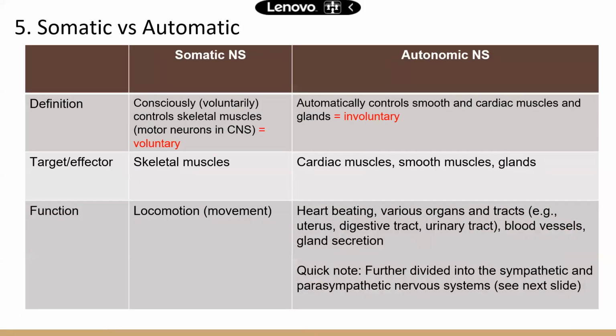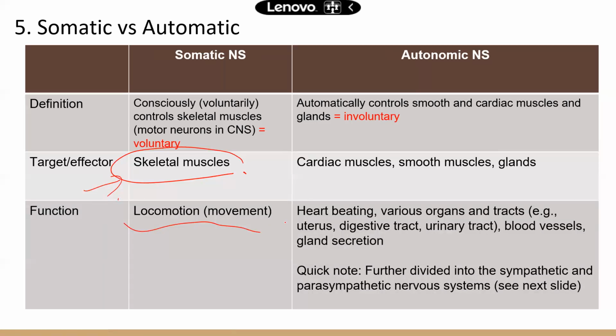Okay, somatic versus automatic. This is also an important topic in TEAS 7 for the nervous system. So for somatic, just associate this with skeletal muscles. And we know that skeletal muscles are under voluntary control, right? So for the somatic nervous system, for this particular division, things are controlled consciously or voluntarily. So you have motor neurons in the CNS that can voluntarily control skeletal muscles. So again, examples will be body movement, locomotion.